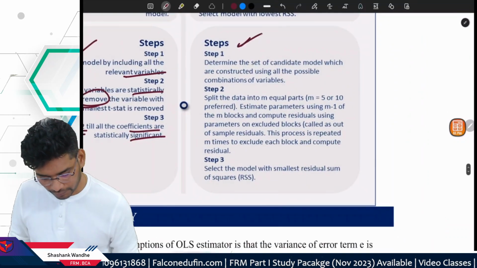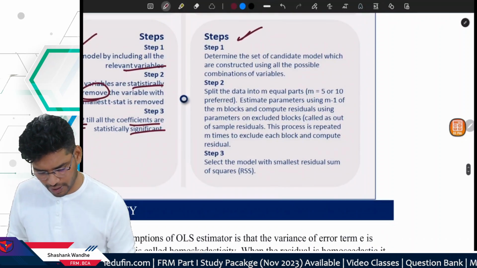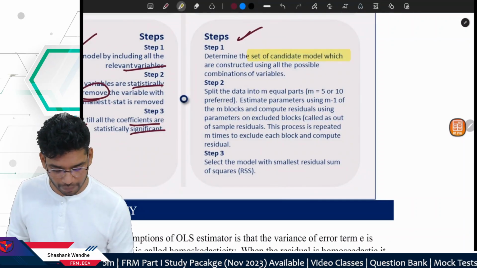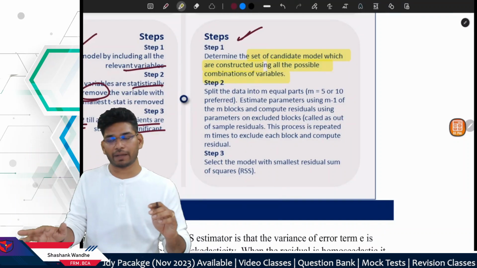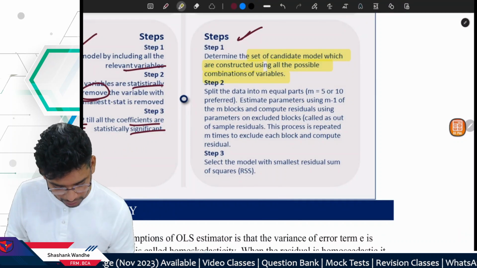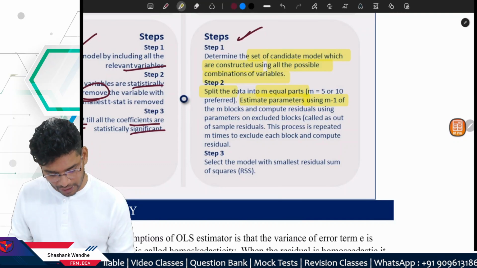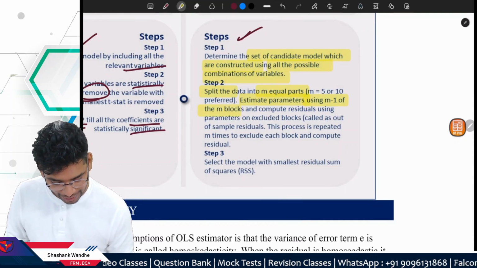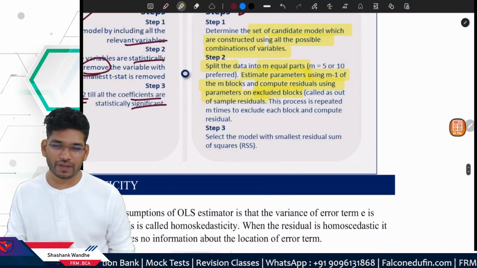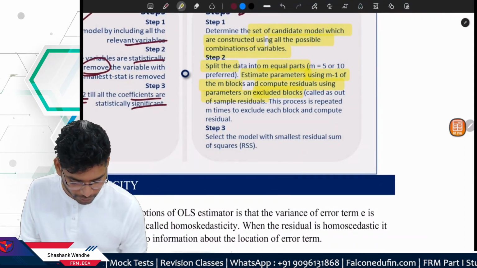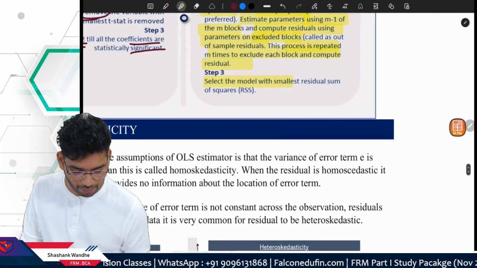Then we have second, m-fold cross validation. The process is very simple. Determine a set of candidate models which are constructed using all the possible combinations of variables. So you have to construct multiple models, and then split the data into m equal parts, estimate the parameters using m minus 1 of the m blocks, and compute the residuals using the parameters on the excluded block. What is the meaning of this? Please watch it in the full video. It is not at all possible for me to explain it here. And you have to select the model with the smallest RSS.